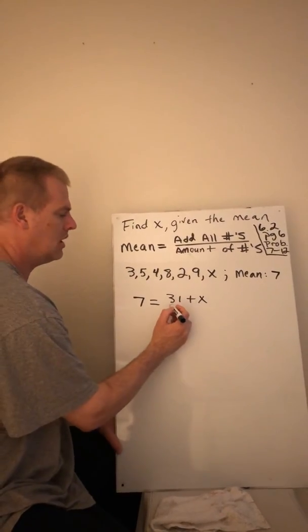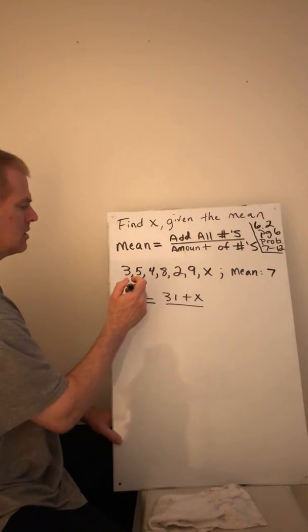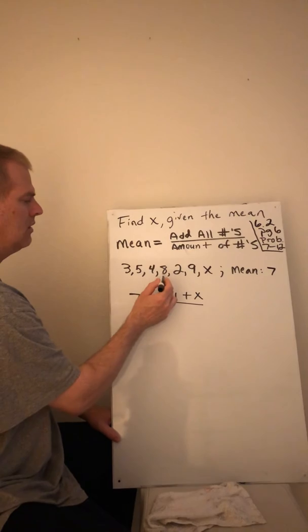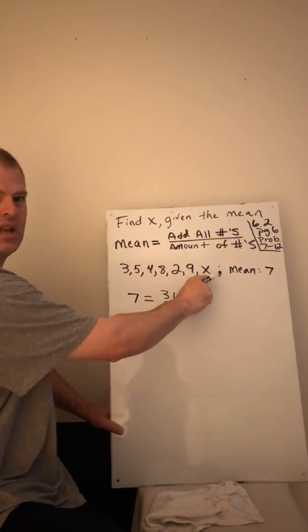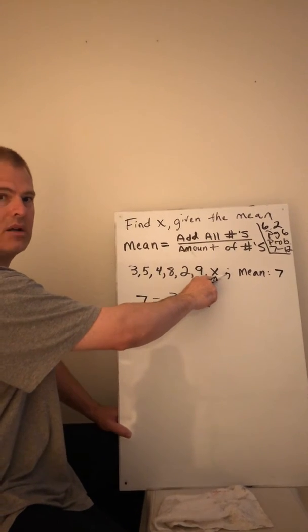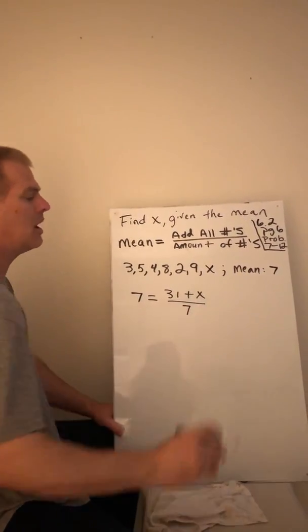Well, what are we going to divide by? Well, we're going to divide by the total amount of numbers. So there's 1, 2, 3, 4, 5, 6, 7 numbers. x is a number. That's the number we're trying to figure out. So x counts as one of my numbers. So I put 7 on the bottom.